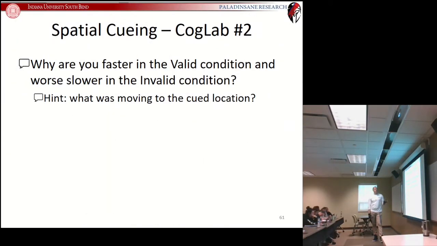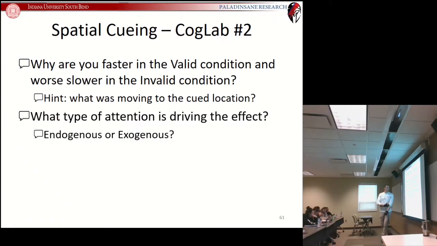All right, so in this case, covert attention was moving to the cued location. So what type of attention is driving this effect? Is it endogenous or is it exogenous? So let's start off with the arrow. So in this task, the arrow pointed you to a particular location. Was that exogenous control or was that endogenous control?